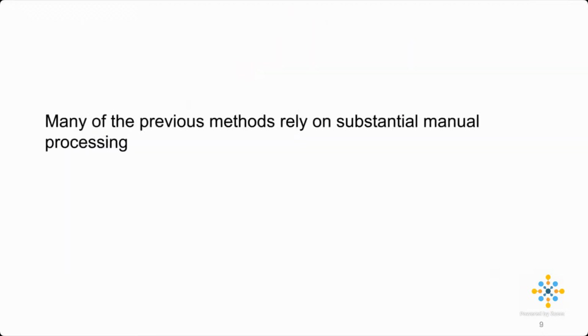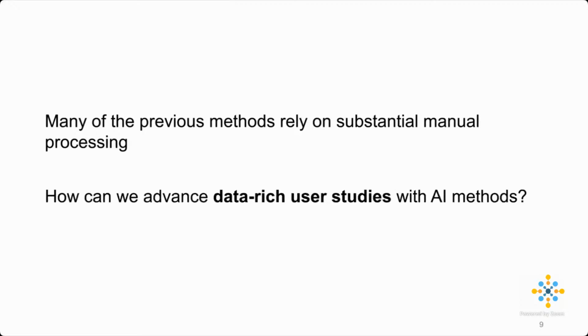Alright, the previous examples already did some transitioning between quantitative and qualitative methods, but often at the cost of substantial manual work. How can we advance data-rich user studies by putting some of the workload on AI? To this end, I'd like to present a generic process model. It starts, as usual, with a research question. Then we arrive at the study design and execute the study.